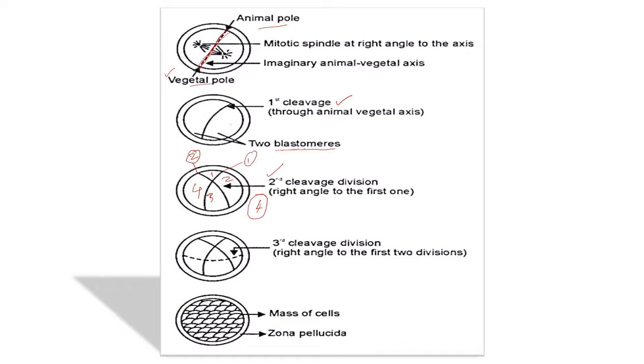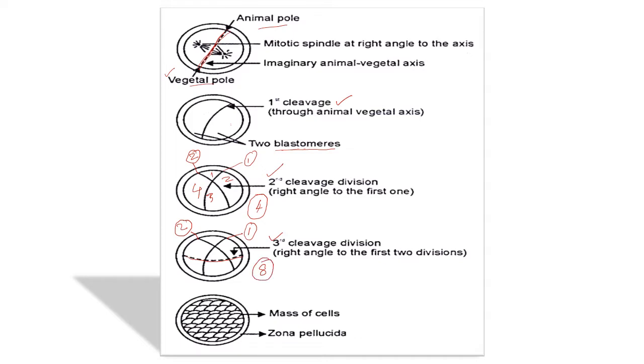And these four blastomeres undergo the third mitotic division. So the first cleavage is vertical and the second cleavage is also vertical, and the third cleavage occurs horizontally, at right angles to the first two cleavage divisions. As a result, it forms a total of 8 blastomeres, the 8 cell stage.